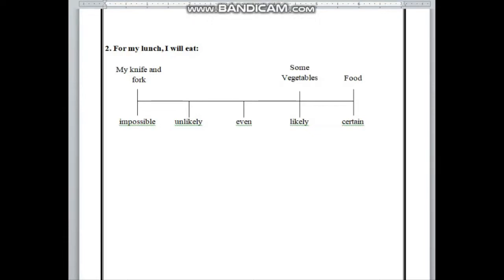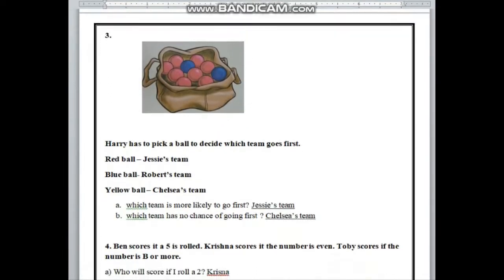Now look at here in number 3. Harry has to pick a ball to decide which team goes first. Here, red ball, blue ball, yellow ball. Here is the bag. Here we can see red balls and blue balls, and red balls are more than blue balls. Here red ball is Jesse's team, blue ball is Robert's team, and yellow ball is Chelsea's team.